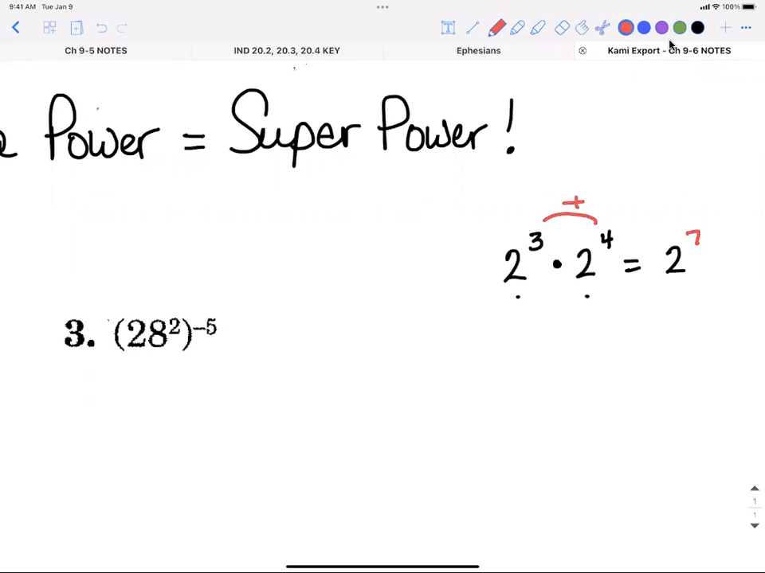Base stays your base here, but because you're multiplying this, what this really means, and I told you never have to write this long thought process out, it's just why it works, is because this is 2 times 2 times 2, that's 3 of them, and then times 2 times 2 times 2 times 2, and that adds up to 1, 2, 3, 4, 5, 6, 7, and that's where we get our new exponent. Okay, well, today we're going to be taking a power and then raising it to a power, and that's why I say it becomes a superpower.